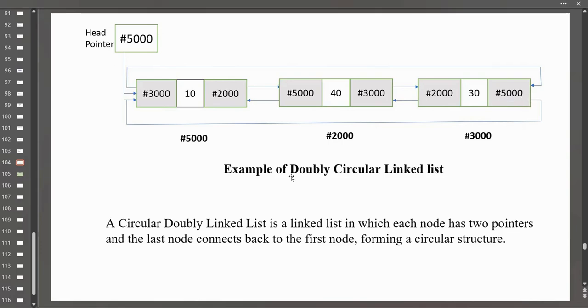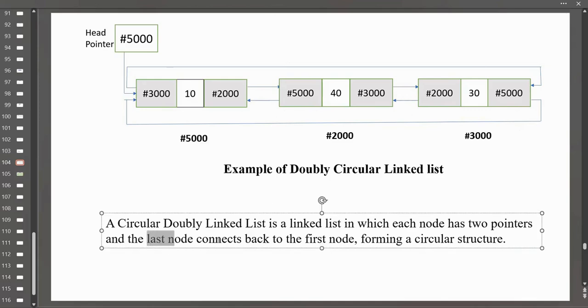Okay, so this is the diagram, sorry. This is the last node, connected back to the first node. And the first node is connected back to the last node. That's circular, but in both directions. Why? Because we are writing here, both directions we are going. So you will say the last node is connected back to the first node and vice versa. That's why it's forming a circular structure.